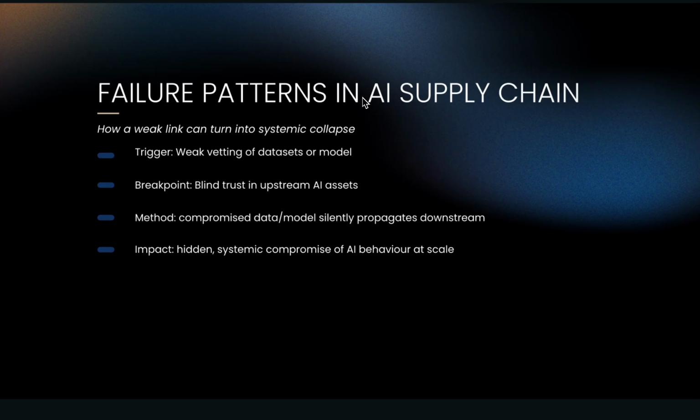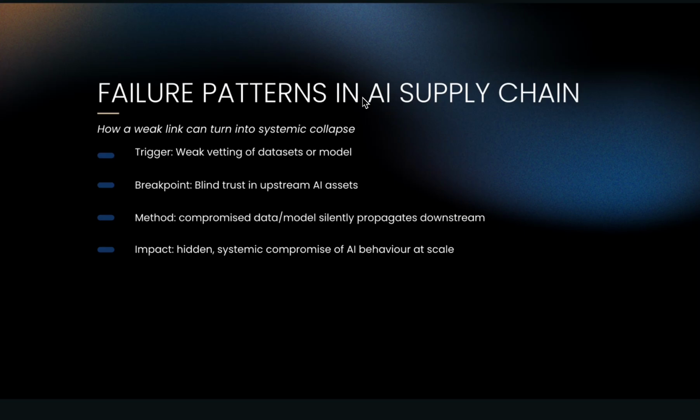Failure patterns in the AI supply chain and how a weak link can turn into systemic collapse. Trigger: the data sets have weak vetting or weak checks or weak evals for those AI models. Breaking point: once that is compromised, and currently, based on past performance, most of these models are well trusted upstream. What ends up happening is there's a blind trust. Once a new model gets released, a lot of users use the new model, and in so doing, that leads to compromised data. The model silently propagates downstream as a lot of users keep using the new one. There's some malicious code or malicious intent happening normally.